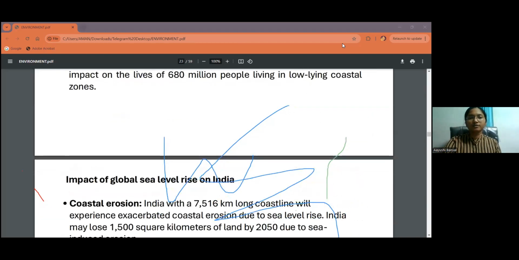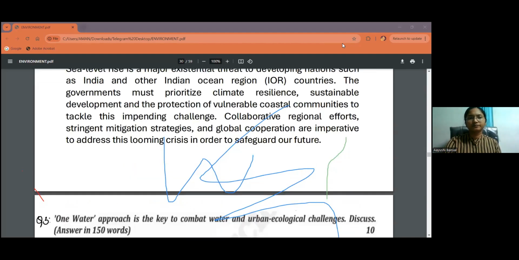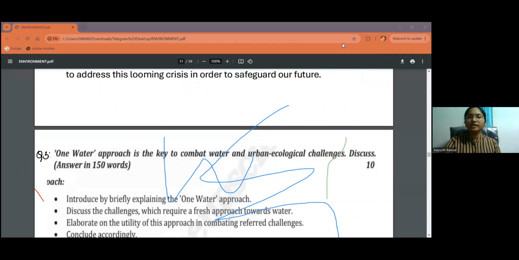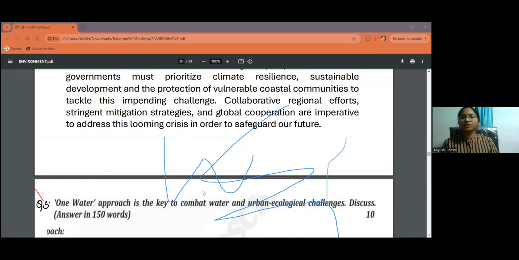Let's move on to the next question. The question is: One Water approach is the key to combat water and urban ecological challenges. Discuss. Now, in this question, you do not even have to think about an introduction, because in the question itself they have introduced a very important keyword, One Water. If there is a question which has some very different kind of word which is not generally used, just define it. It's very important to define that word in the introduction. So we will define what the One Water approach is: no part of water is considered wasted and everything is utilized in a cycle.